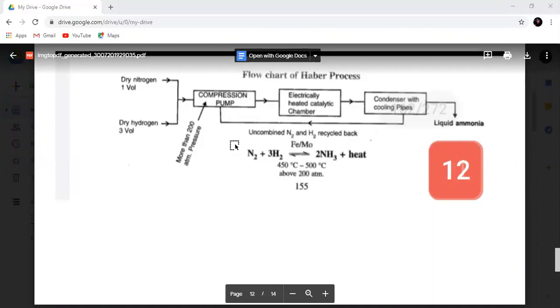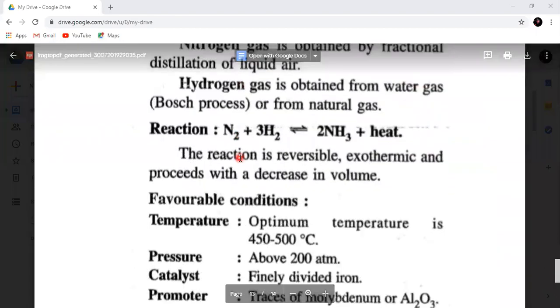This one reaction, check it: N2 + 3H2, reversible reaction, finely divided iron, molybdenum as a catalyst, temperature 450 degrees Celsius to 500 degrees Celsius, pressure above 200 atmosphere, ammonia is forming with heat. One thing, this heat is a very essential part, because when at the starting we provide the heat, after that this heat maintains the whole reaction, and we do not have to provide so much heat again and again.